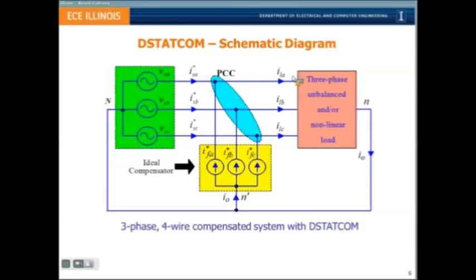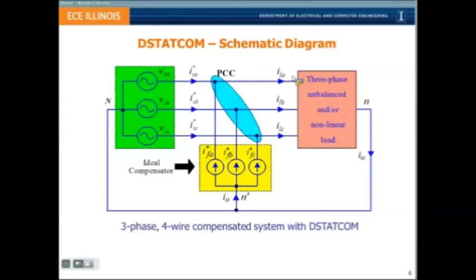So virtually any kind of load this could be. And shown here is the ideal compensator, which is the D-STATCOM. Here it is shown as a set of 3 current sources. Which means that, let's say by some means I'm able to compute this IFA star, IFB star and IFC star, which are the filter currents. So F denotes the filter currents in A, B, C phases. Let's say I inject these 3 currents into the PCC, which is the point of common coupling.